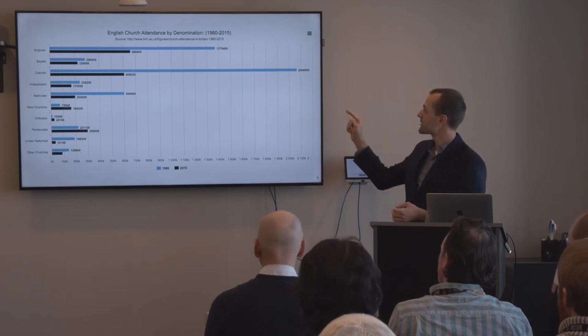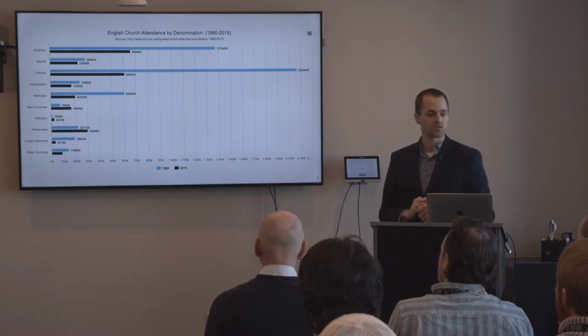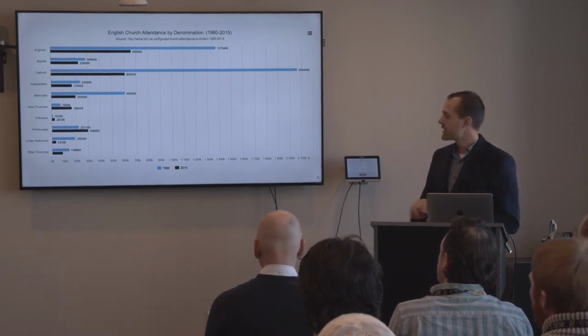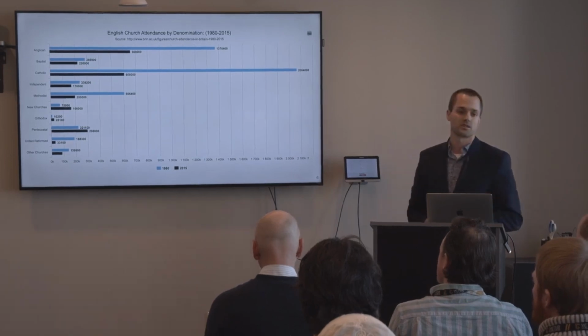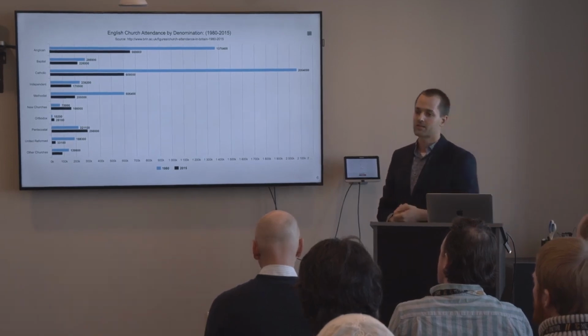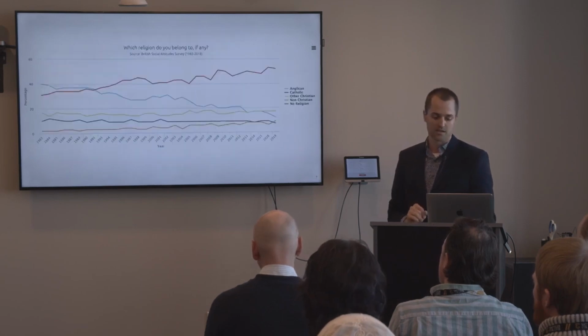We also see that Catholics had a drop in attendance of about 60%. Methodists, again, a drop of about 60%. And down near the bottom, the United Reformed tradition, which is Leslie Newbigin's denomination, about a 75% drop in church attendance over 25 years.